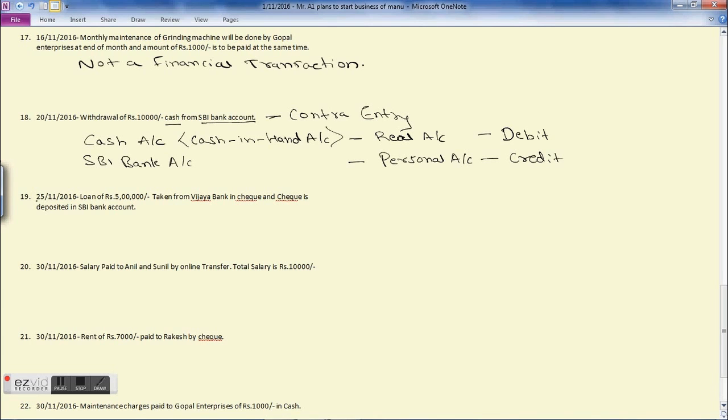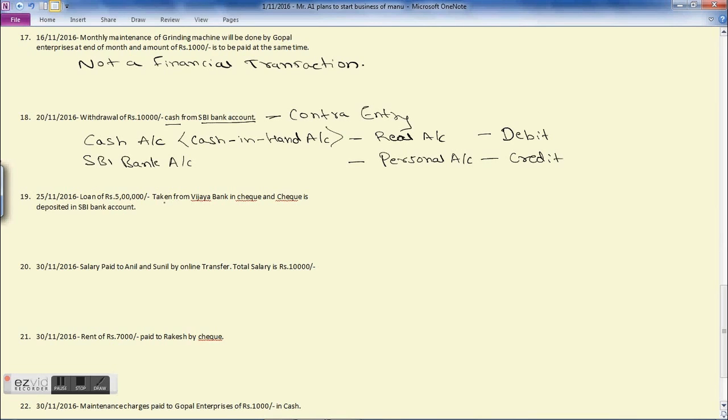Now the next transaction. Transaction number 19. 25th November. Loan of rupees 5 lakhs taken from Vijaya Bank in check, and check is deposited in SBI bank account. Okay, so here a loan is taken. Company has taken a loan from whom? From Vijaya bank account. So they have given a check, and that check is deposited in SBI bank account.